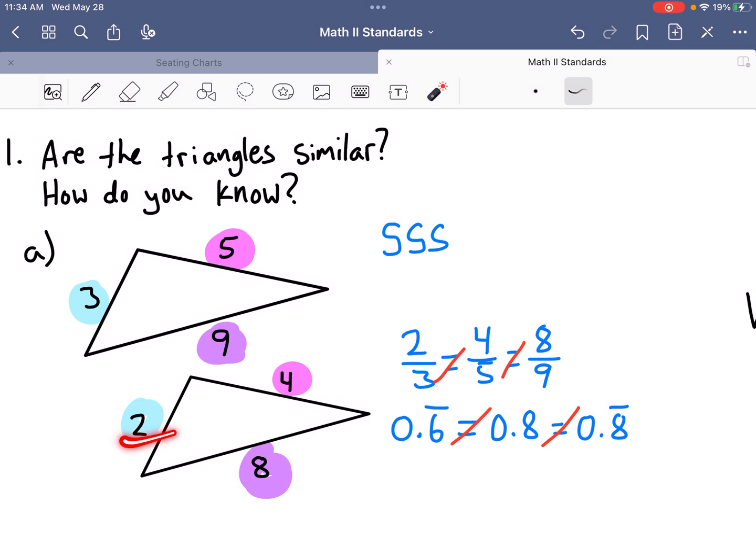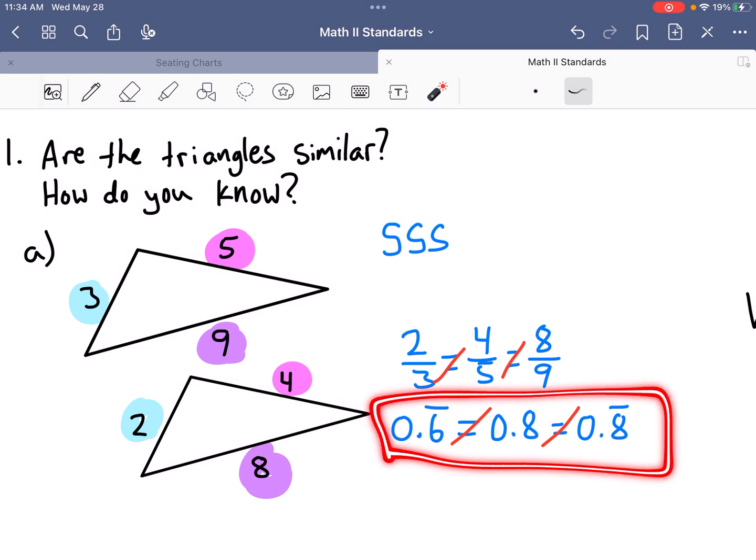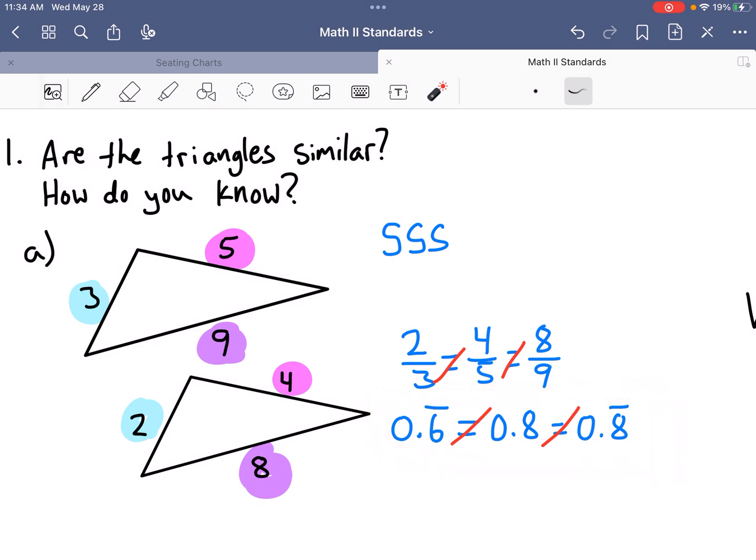So if I take 2 divided by 3, that should be the same as 4 divided by 5, which should be the same as 8 divided by 9. But 2 over 3 is 0.6 repeating, 4 over 5 is 0.8, and 8 over 9 is 0.8 repeating. Those are not the same number. Therefore, these corresponding sides are not proportional to each other, which means that by the side-side-side similarity theorem, these triangles are not similar to each other.